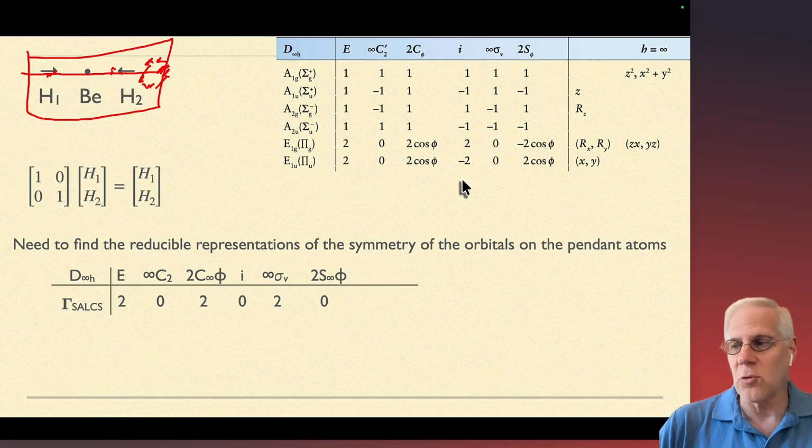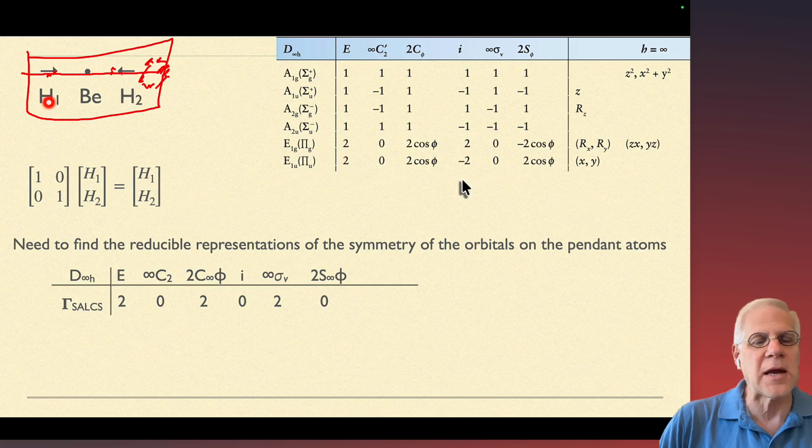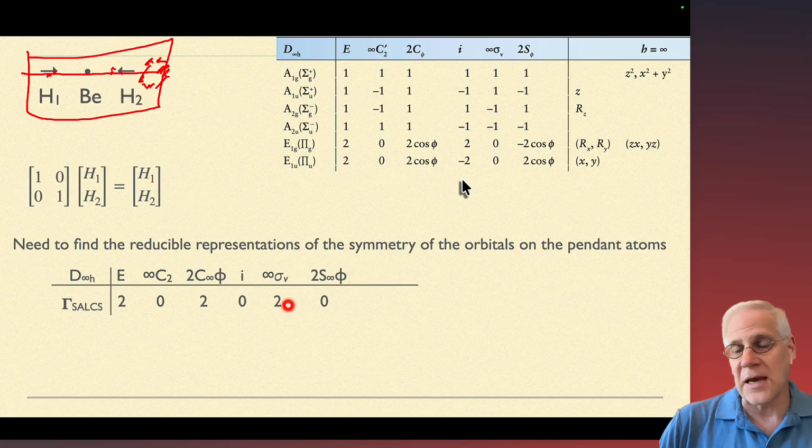Again, because we have this linear molecule, I can draw this particular mirror plane anywhere along this axis, tilted at any angle while still being parallel to this axis, and I will still have a mirror plane. So I have an infinite number of mirror planes, and every one of them reflects H1 onto H1 and H2 onto H2. And so it has a trace of 2, but I have an infinite number of them.